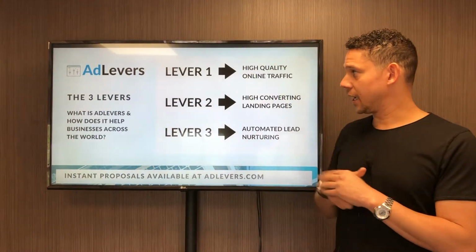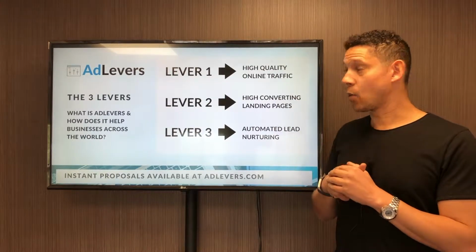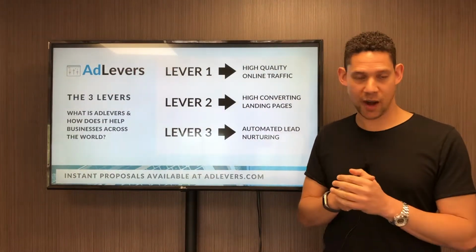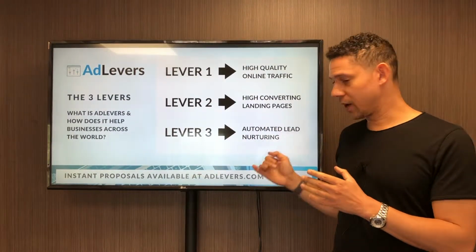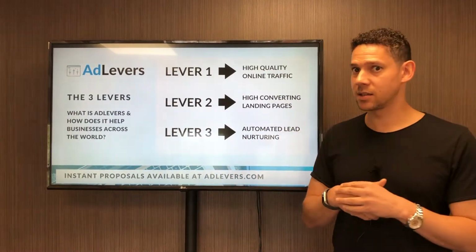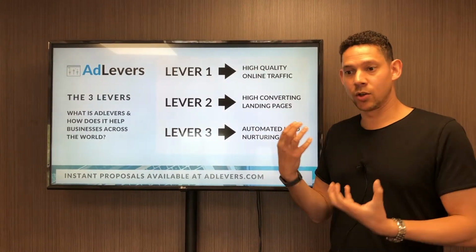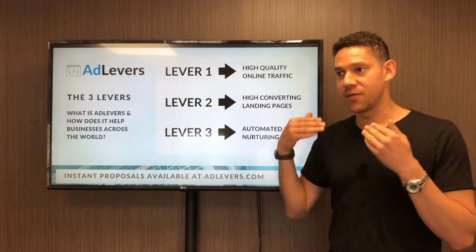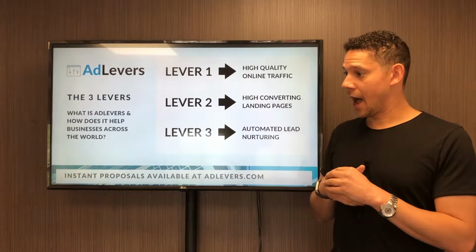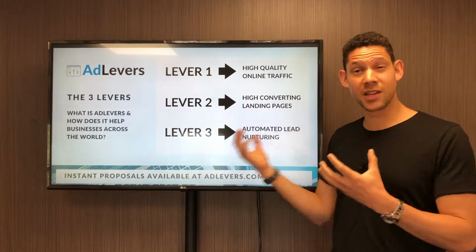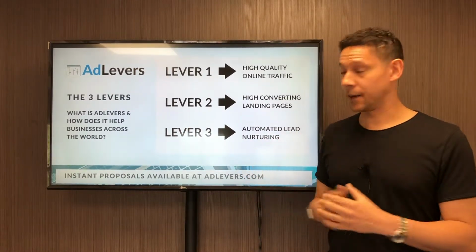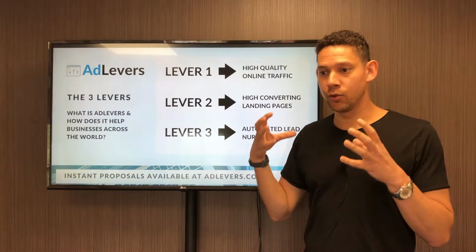Now, as you can see here, lever one is all about high quality online traffic. Lever two is how we use high converting landing pages to take that paid traffic and to turn it into leads. And lever three is how we use automated lead nurturing, automated SMS, text messaging, sequencing to keep your prospects warm and just giving them more reasons as to why they need to hear from you. So when you bring all these three things together, you have a ton of control here. Really, you can pull any one of these levers, you can optimize any one of these levers at any given time for maximum efficiency.